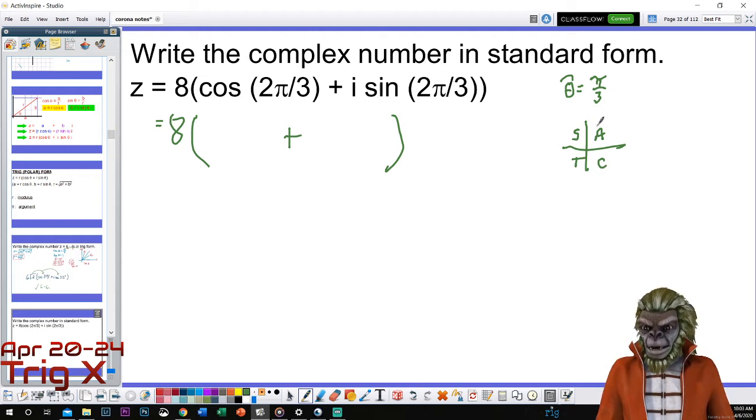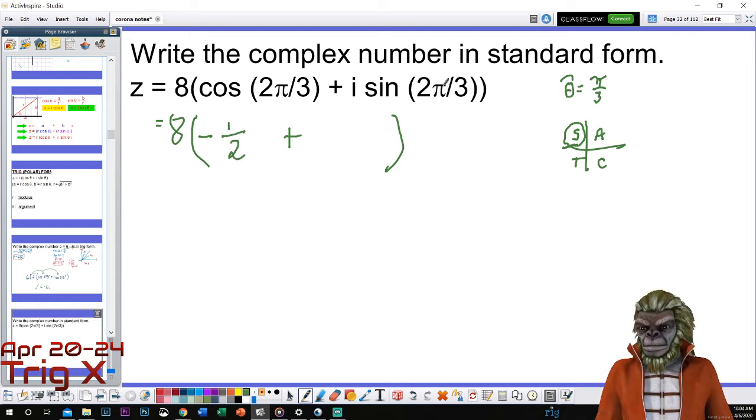Let's look at which quadrant 2 pi over 3 is in. 1 pi over 3 would be here, 2 pi over 3 would be here. So sine is going to be positive. Cosine, therefore, will be negative. 2 pi over 3 is the same as pi over 3 as far as we're concerned, except there's a negative sign in front. So what's the cosine of pi over 3? You should be flicking up your ring finger right now. That would give me 1/2.